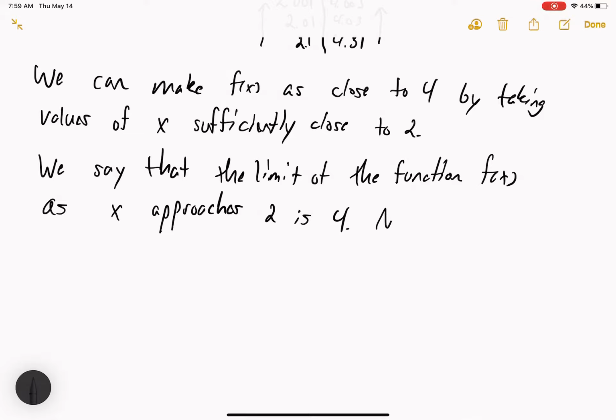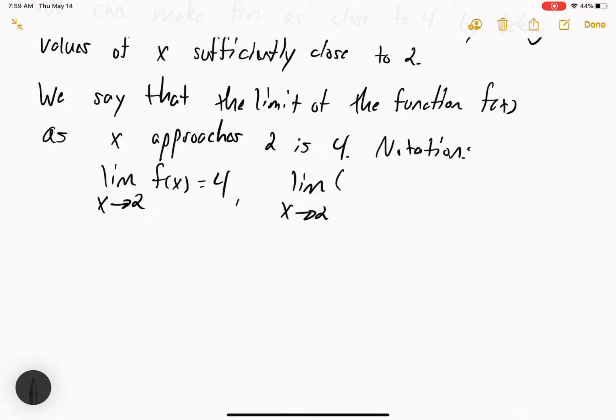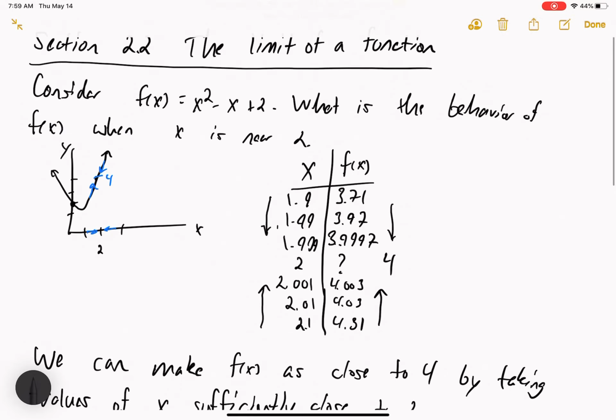And we have some notation for that, because obviously you have notation for everything. The way we would say it is: the limit as x goes to 2 of f of x is equal to 4. In this case, f of x is a specific function, so what we would actually write is the limit as x goes to 2 of x squared minus x plus 2.